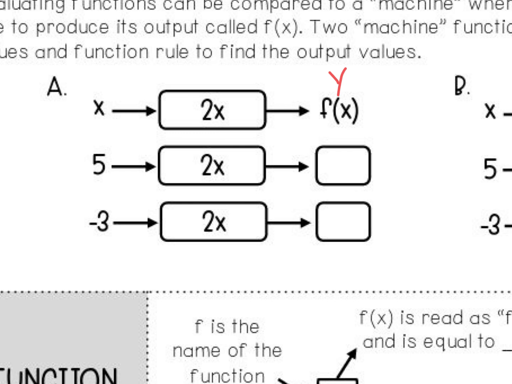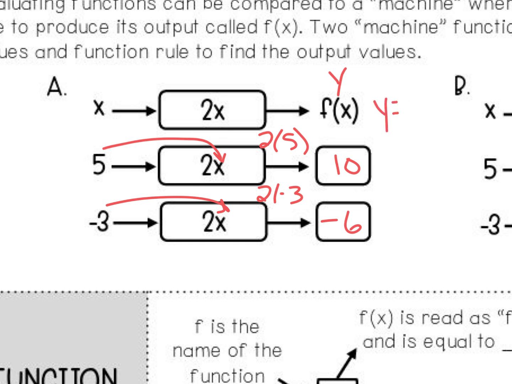So now I'm gonna put 5 in. I'm going to put 5 in where the X is. So I end up with 2 times 5. What do I get out? 10. If I put a -3 in for the X, what do I get? -6. So I want you to realize that if I was to graph Y equals 2X, then on my graph, I would have the coordinates 5, 10, and -3, -6.